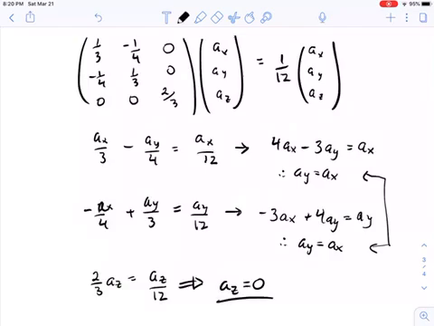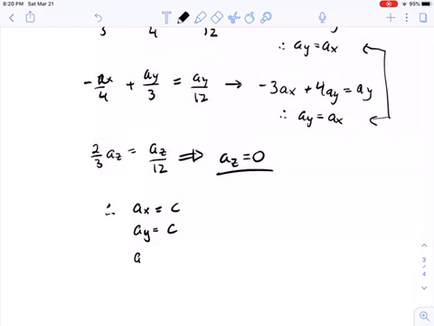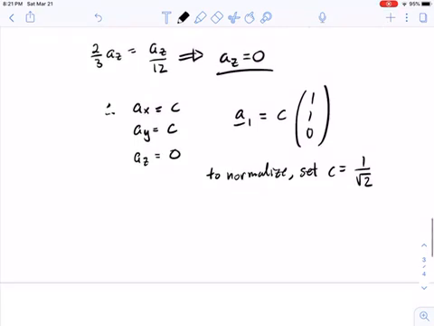All right, so what we could do is we could say, therefore, AX is equal to some constant, AY is equal to some constant, and AZ is equal to 0, so that the first eigenvector is equal to C(1,1,0). And if we normalize it, so that its length is 1, we set C equal to 1 over root 2, so that when lambda 1 is equal to 1/12, then A1 is equal to 1 over root 2 times (1,1,0). And so that's the diagonal. It's a diagonal in the xy plane, which we already know is one of the principal axes from previous analyses that we've done.